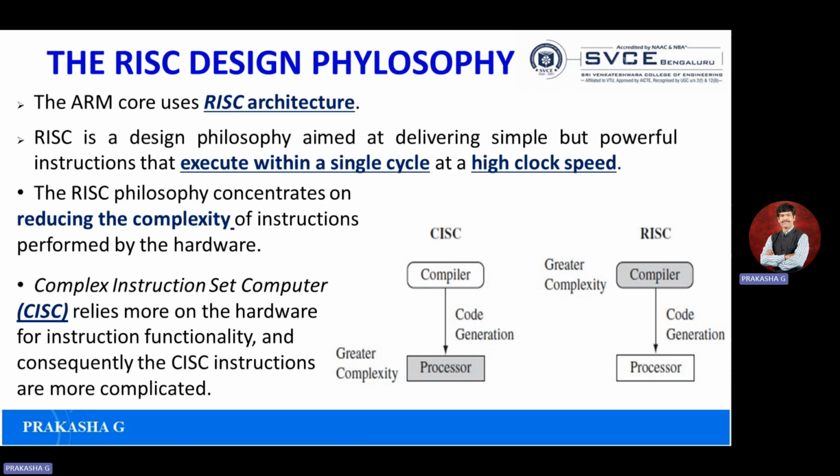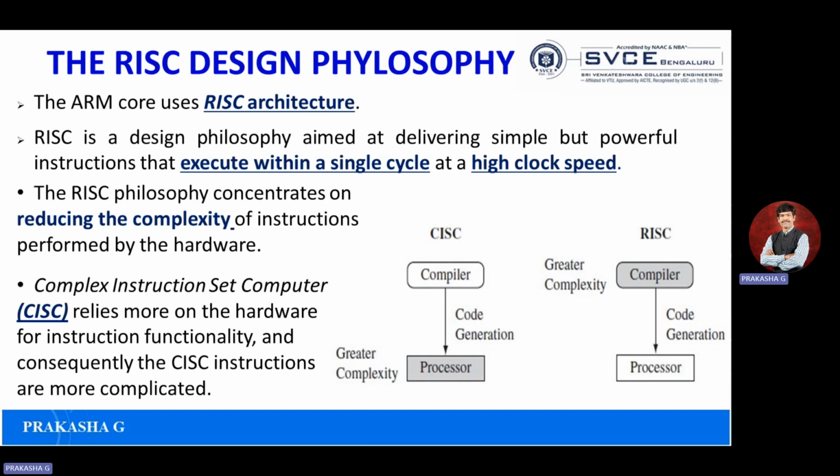RISC is a design philosophy aimed at delivering simple but powerful instructions that execute within one cycle. Very important: within a single cycle. You might have come across cycles. A cycle is a pulse, which may be a square wave or a sine wave. This is one cycle. T on and T off put together we call one cycle. Whatever instruction we execute should complete within this time duration.